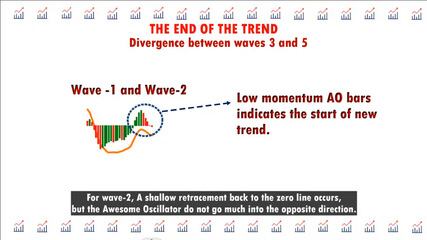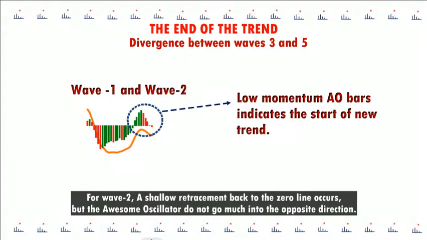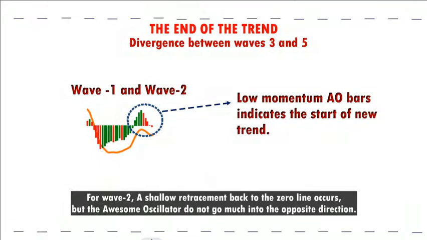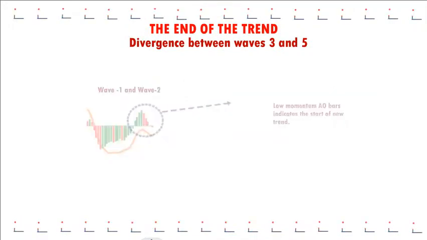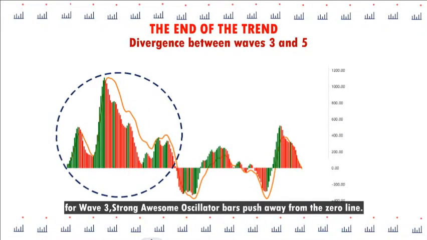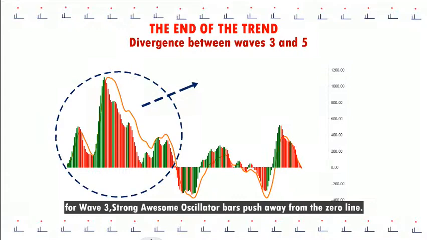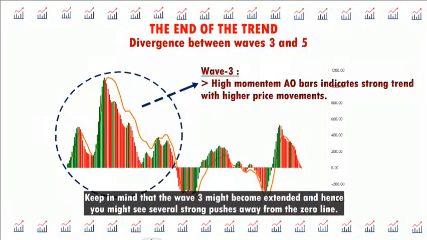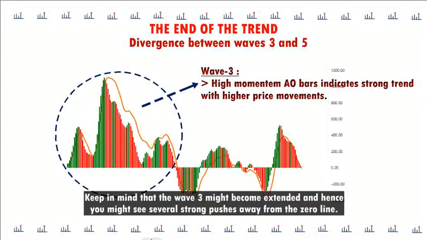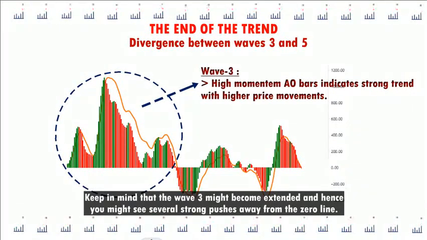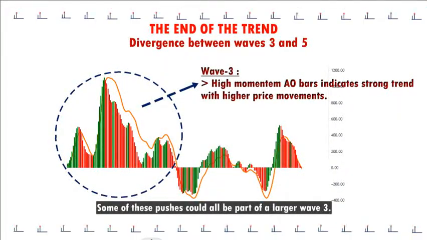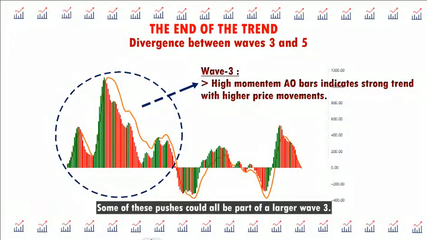For wave 2, a shallow retracement back to the zero line occurs, but the Awesome Oscillator does not go much into the opposite direction. For wave 3, strong Awesome Oscillator bars push away from the zero line. Keep in mind that wave 3 might become extended, and then you might see several strong pushes away from the zero line. Some of these pushes could all be part of a larger wave 3.